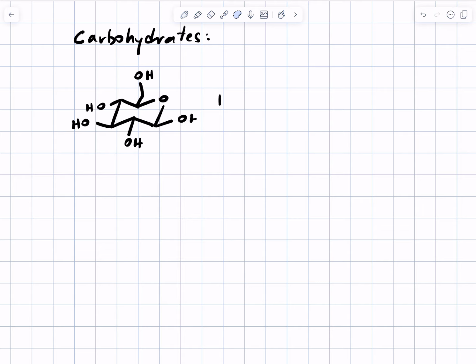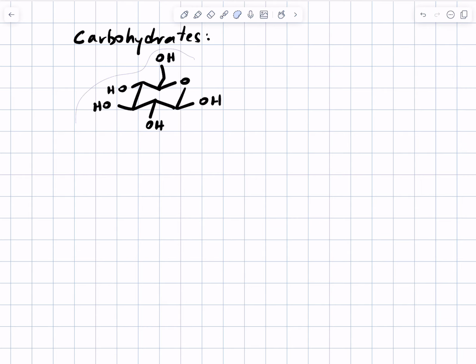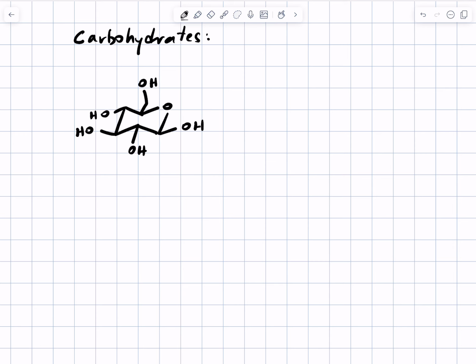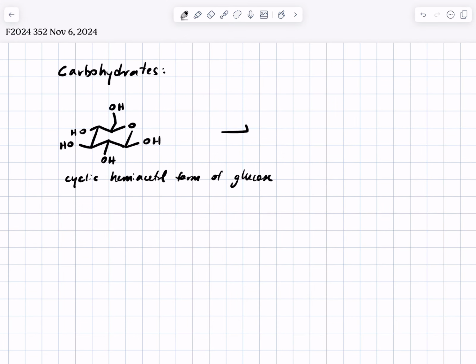What I've drawn for you is the cyclic hemiacetal form of glucose. But when we talk about carbohydrates, we have some nomenclature that you're going to need to learn. So we could write cyclic hemiacetal form of glucose. By the way, you have answered questions before on an exam about, I think you have anyway, which of the following is the open chain form of the molecule shown.